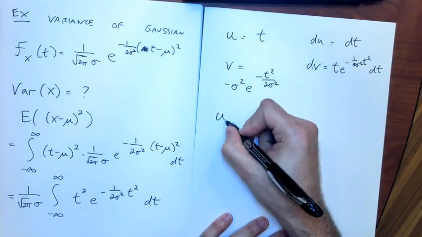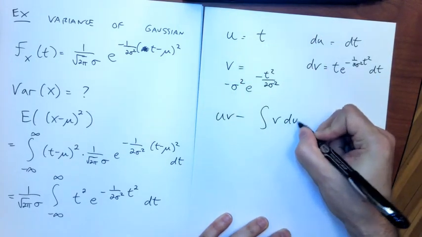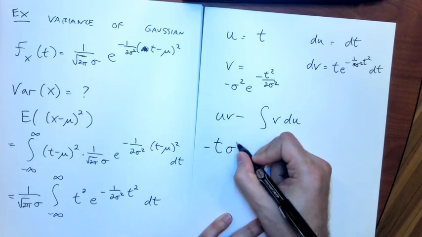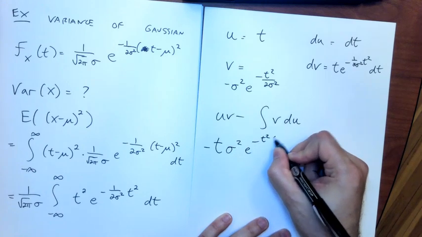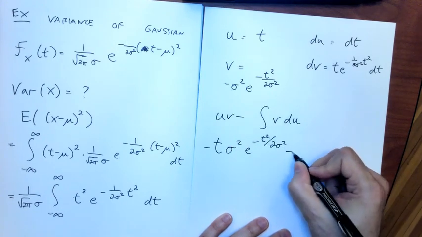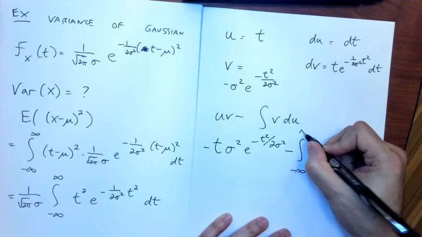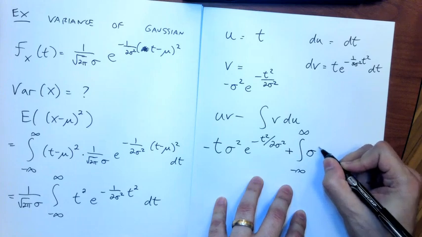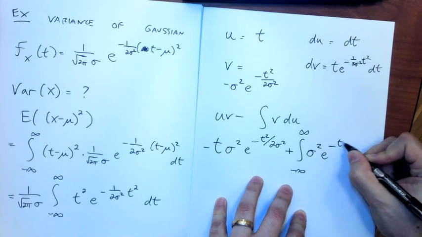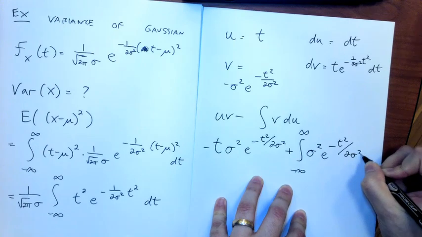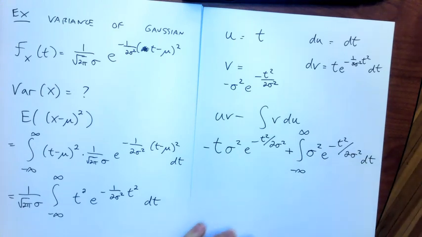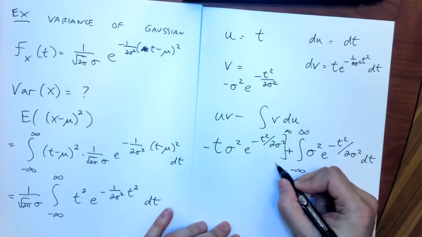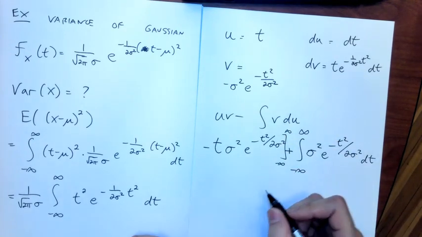So then what is my uv minus integral v du? uv is, let's see, minus t sigma squared, e to the minus t squared over 2 sigma squared, minus the integral v du. So I'm going to get sigma squared e to the minus t squared over 2 sigma squared dt. All right. And this thing I have to evaluate at minus infinity to infinity. Sorry for this mess.